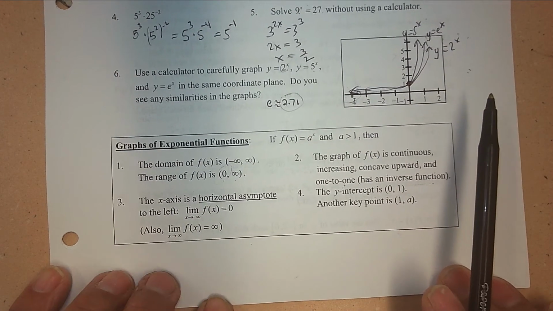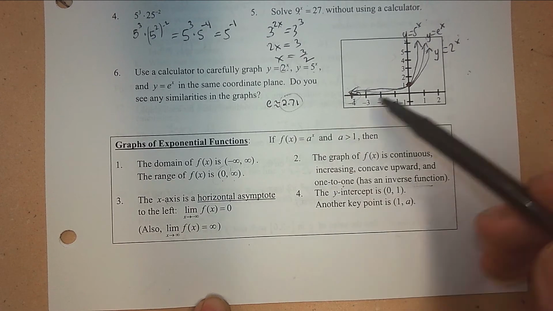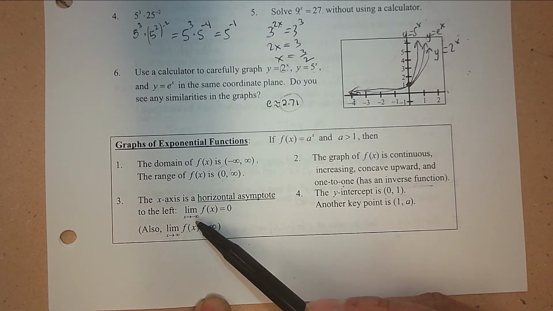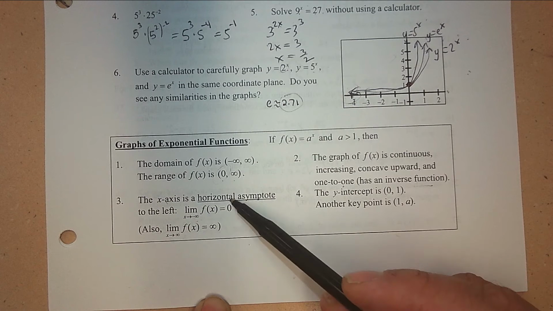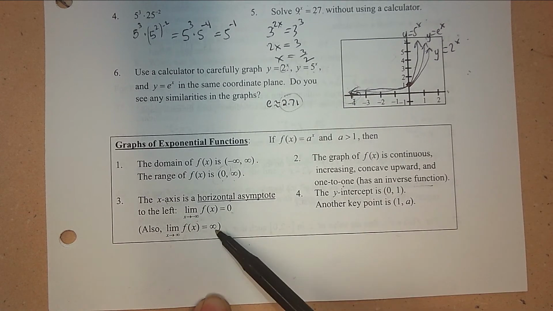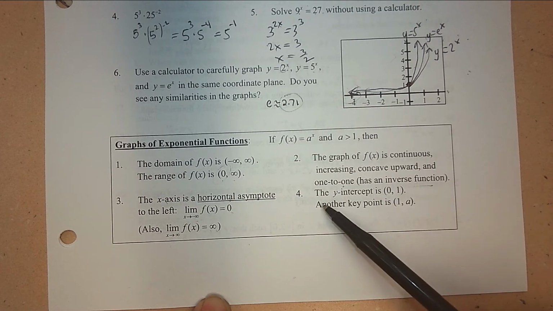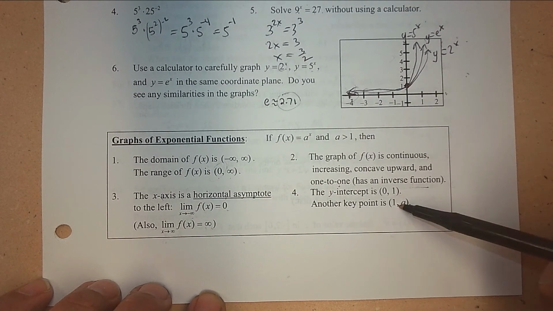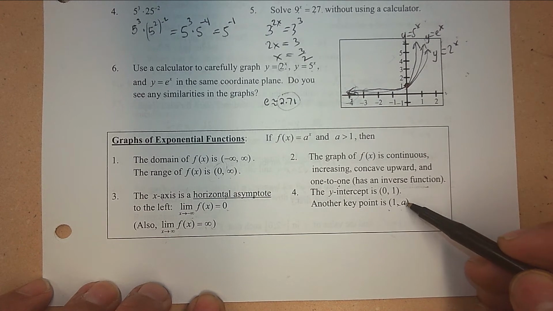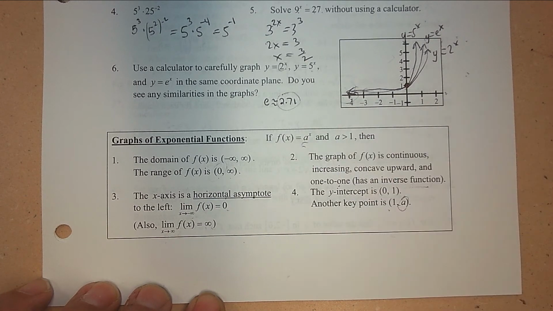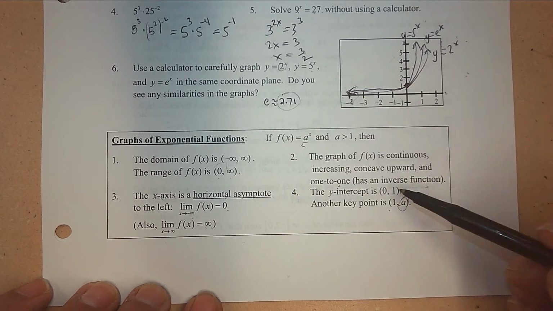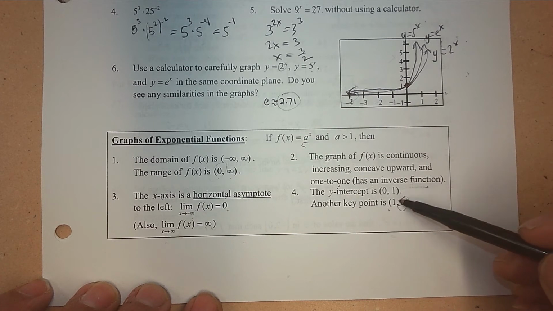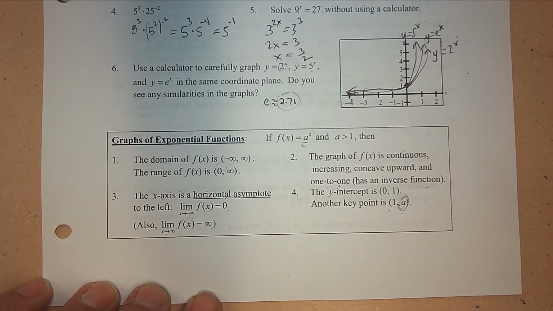Number 3, the x-axis is the asymptote. So you can see the limit going to the left to negative infinity is 0. The limit going to the right is infinity or doesn't exist. The y-intercept is (0, 1). And another key point would be (1, a), where a would represent the base. So if it's 2 to the x, a point would be (0, 1), but the other point would be (1, 2). So that base gives you another key point. So you have 2 points to curve through when we do it.